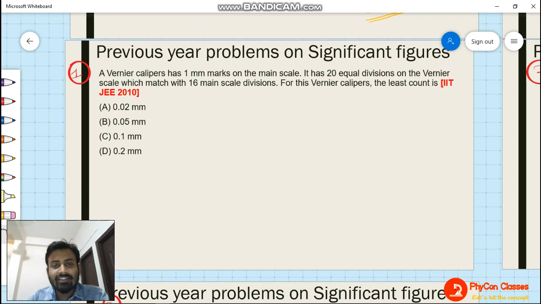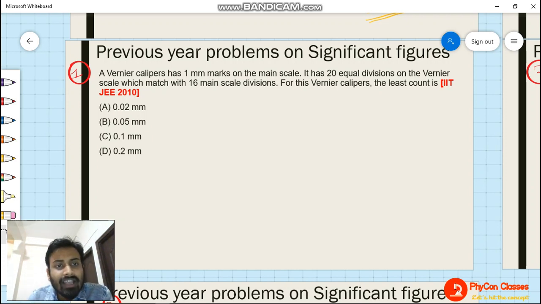In the previous lecture, we discussed significant figures, and I gave you some problems to solve. In this lecture, we will solve those problems first, and then move on to the next topic, dimensions. In dimensions, we will discuss what a dimension is and how it is defined, and then find the dimensions of some special or important physical quantities. Let us see this problem and solve it.